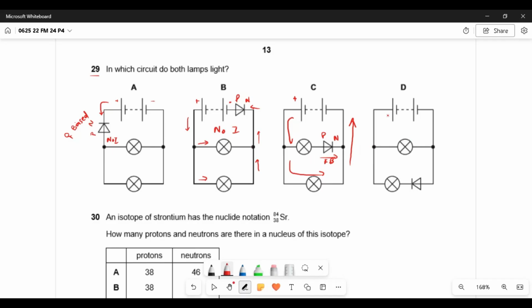When you move to this one, the current starts from here, it completes the circuit from positive to negative, but in the other loop, P type is attached with the positive and N type with the negative, that is reverse bias. So this loop doesn't work. So this one does not light up, this one lights up, but we need both working. So both working is in C.